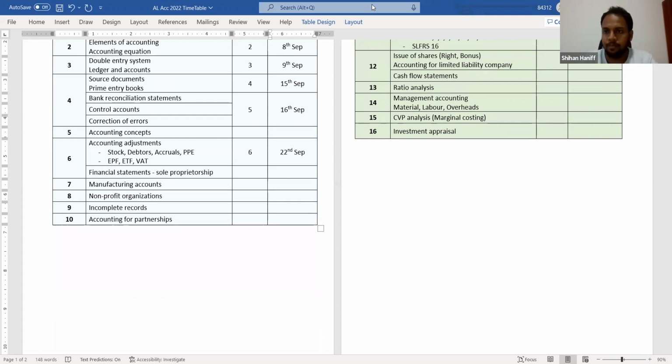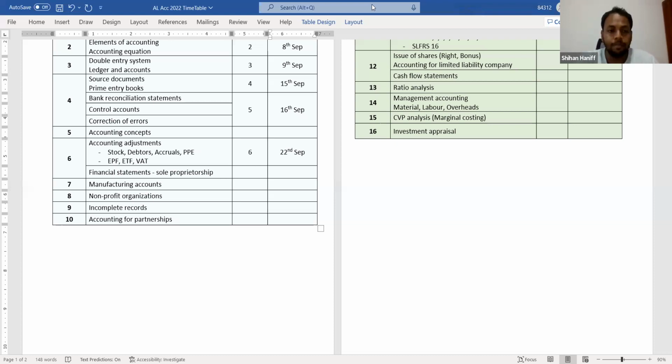So today is our sixth session. We have done the basics of all these chapters: introduction, accounting equation, double entries, ledger accounts. We did the prime entry books, bank reconciliation, control accounts, and correction of errors. We were just revising what we have studied.